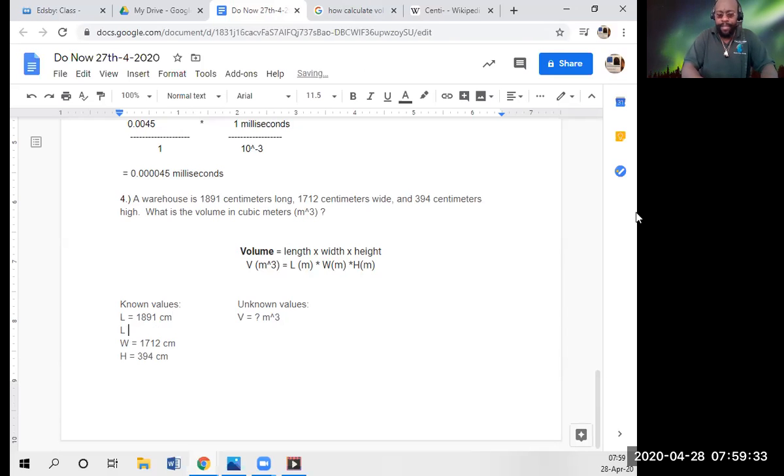So length is equivalent to 1,891, and it's in centimeters, remember? So we're going to say multiply by 10, and put this in parentheses because I want it to be clean, raised to the power of -2, close parentheses. And this is going to be in meters now. Okay. Guess what I got to do to the other two? I got to convert those.